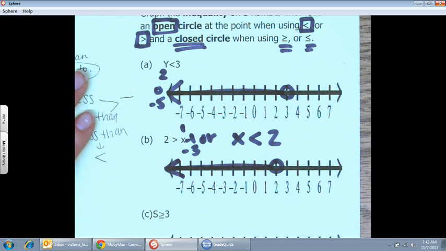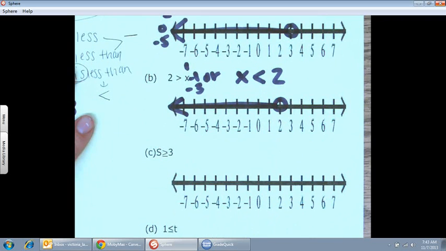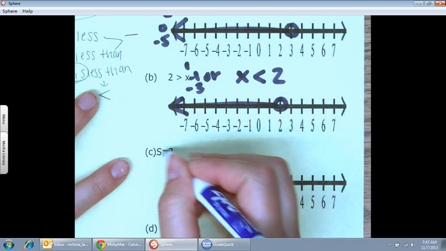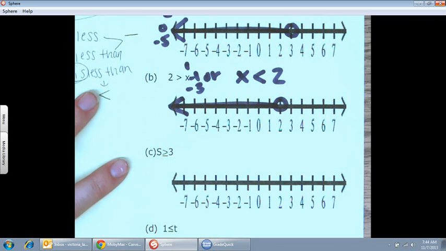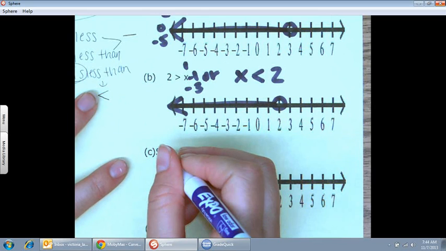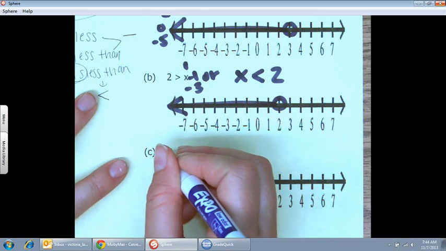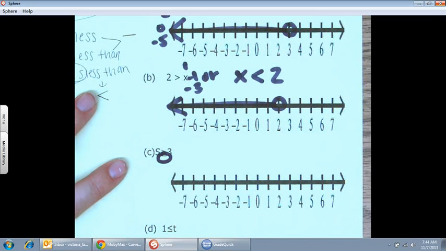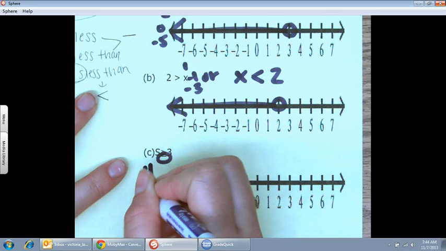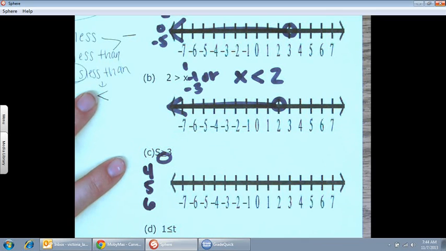The next one says s is greater than or equal to 3. First thing that you should do is recognize that it has that little line underneath it, okay? Because that means you're going to use a closed circle. So what are some possible solutions that are greater than 3? Well, 4, 5, 6, right? It could be 19 if you wanted. Okay, so first thing we have to do is put a circle at 3.